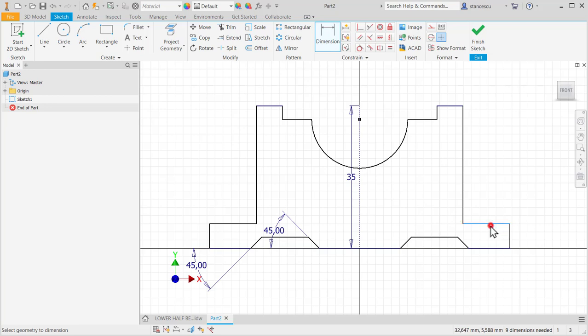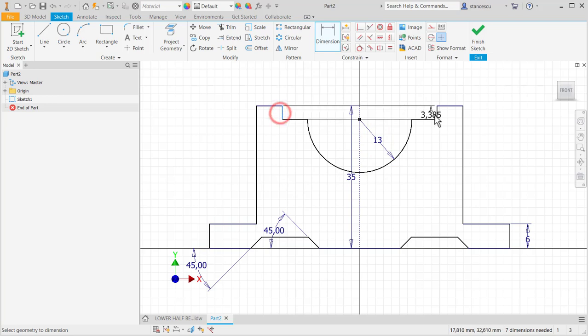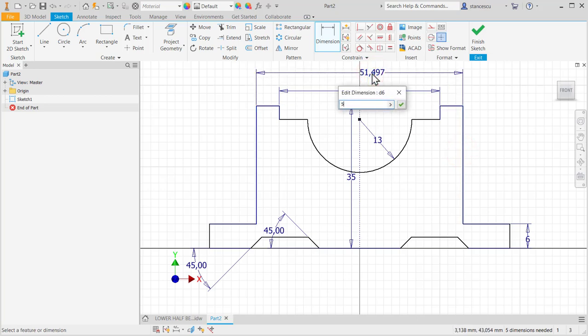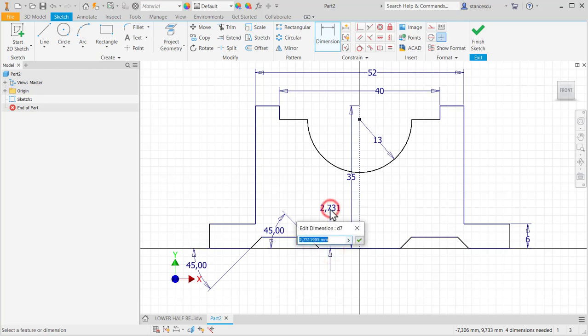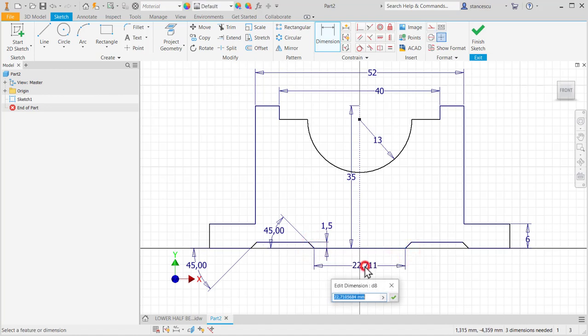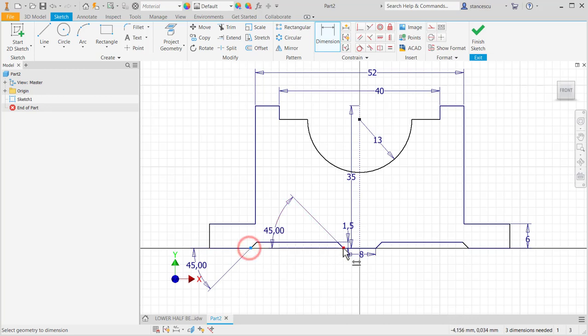Then 6. Almost exactly. 13. 40. 52. 1.5. Then this 8 millimeters, 24.5.